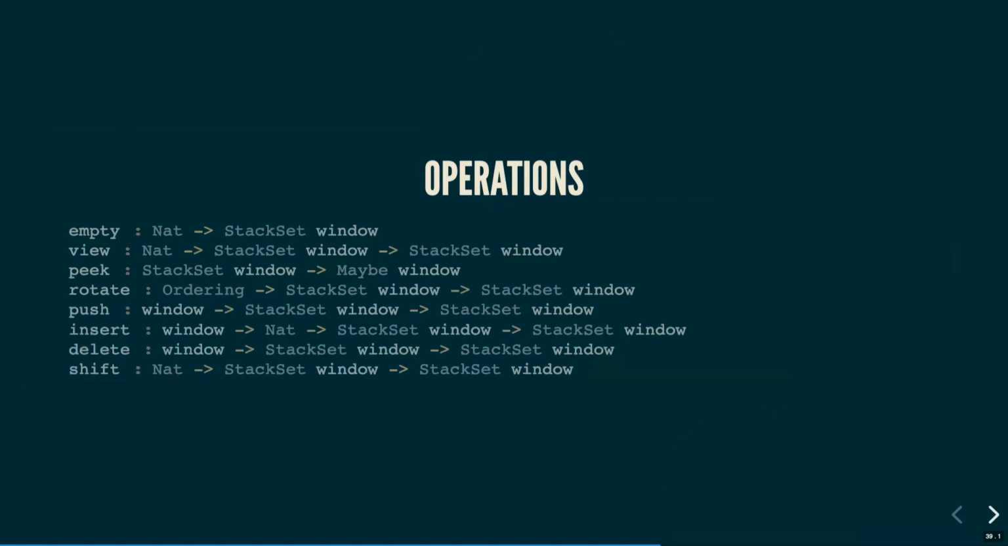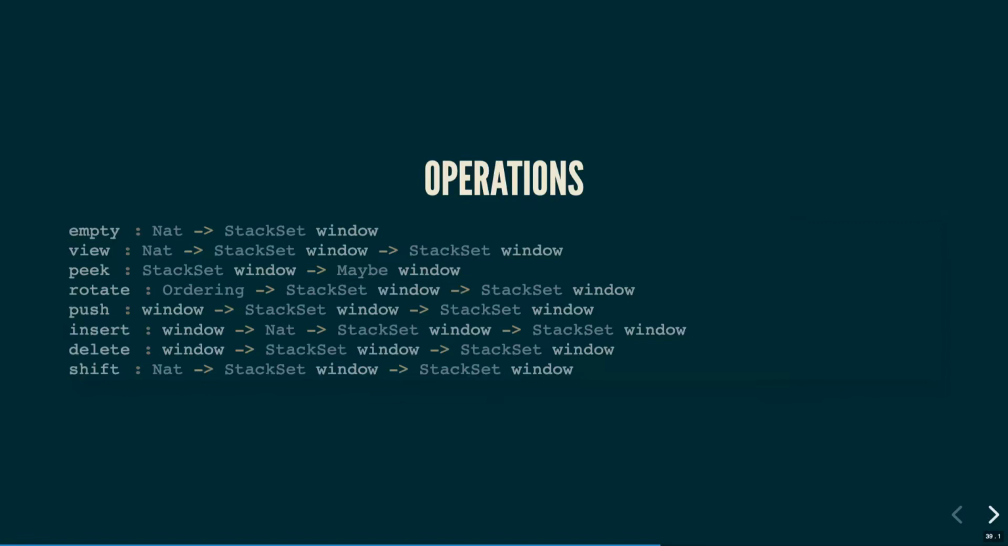You could create an empty stack set. You could say, well, I have the number of a window that I want to get to the front, and please rotate the stack set around so that I can see it. Peak means, maybe I can get the topmost window that the user is currently looking at. Rotate means I'm just going to rotate the workspaces around in either left or right direction. That's what that ordering argument does. I push a new window onto the current workspace.